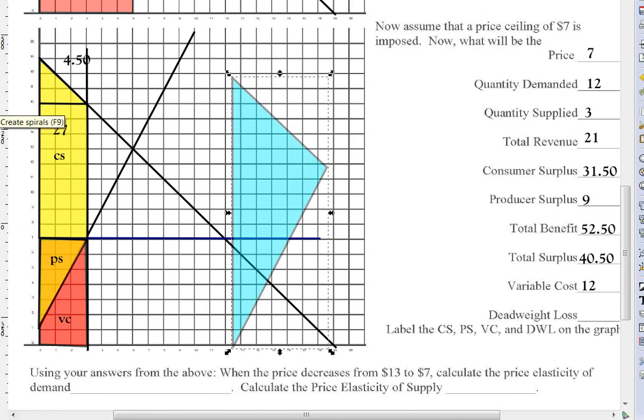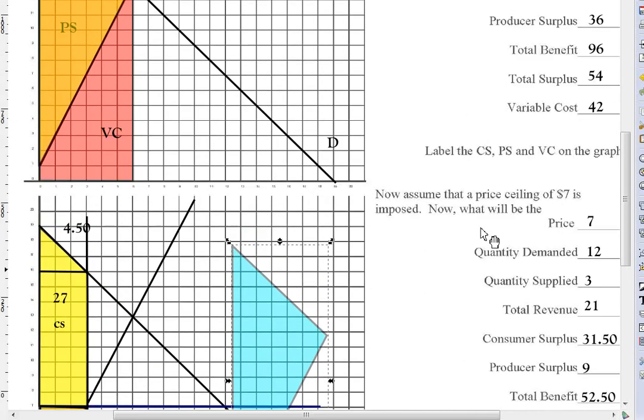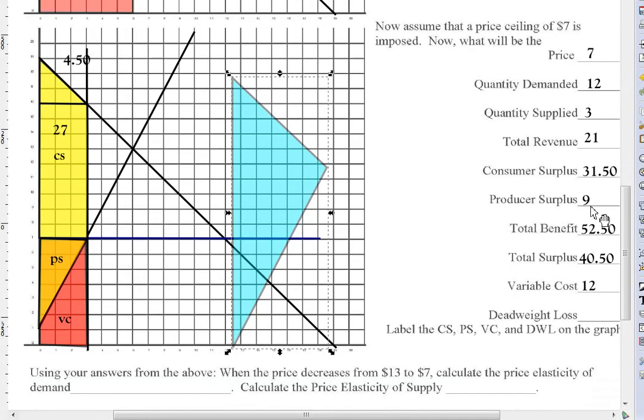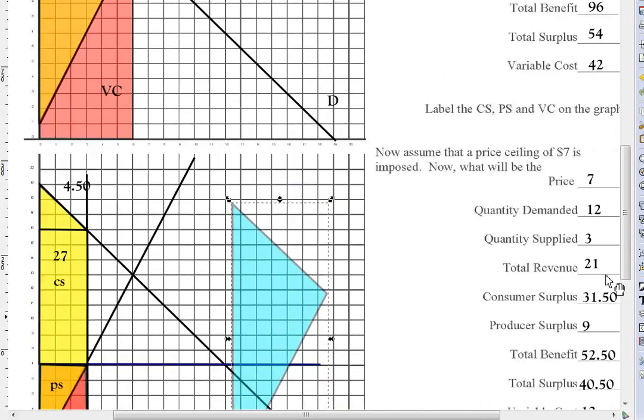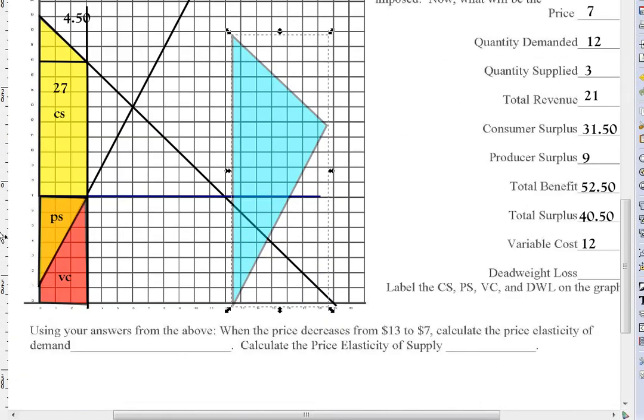So that's why that little part over there is a way to calculate the deadweight loss. Now there's two ways to do it. One is just to compare total surplus before, 54, total surplus now, 40.50. What's the difference? $13.50. 54 right there minus 40.50, $13.50. There's another way to do it. We can just calculate the area of that little triangle there.